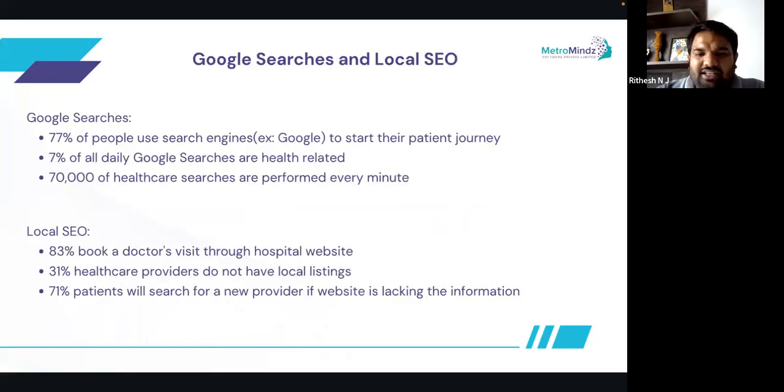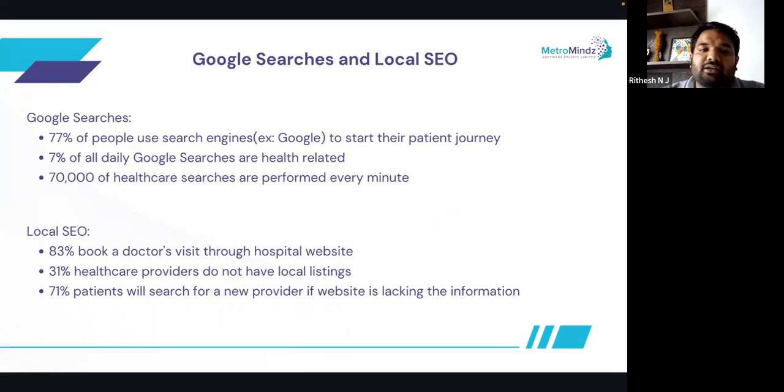This is more about the statistics. Let me not go too deep into this, but trust me, more than 77 percent of internet users, if they want to start their medication journey or patient journey, would definitely prefer Google. That's how important Google is nowadays.